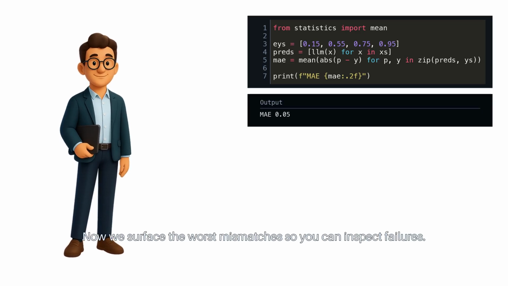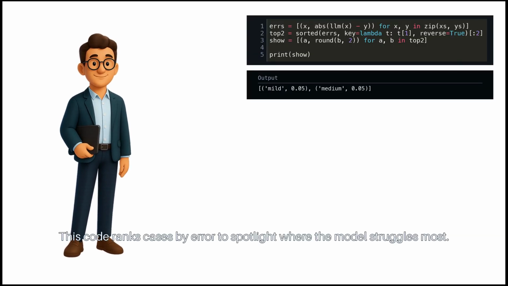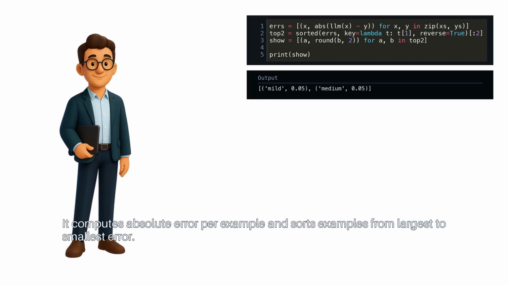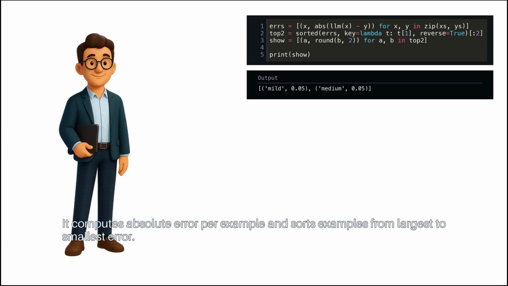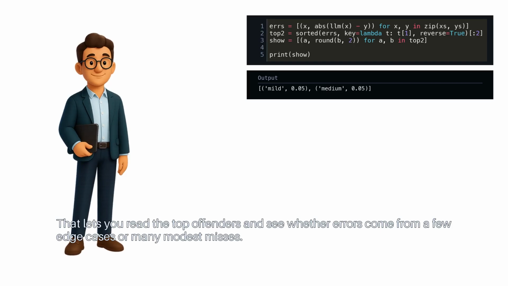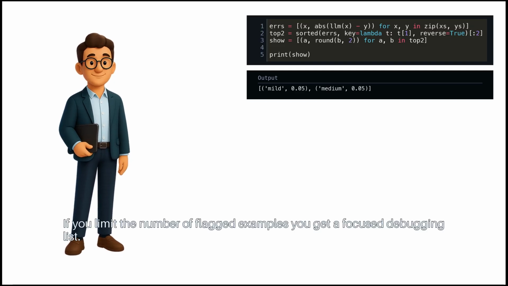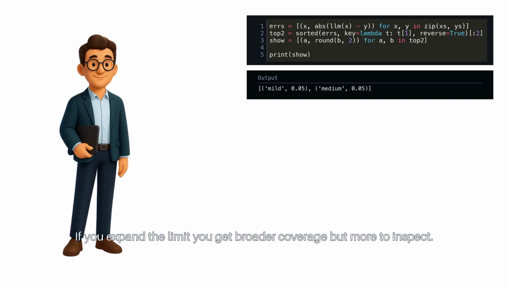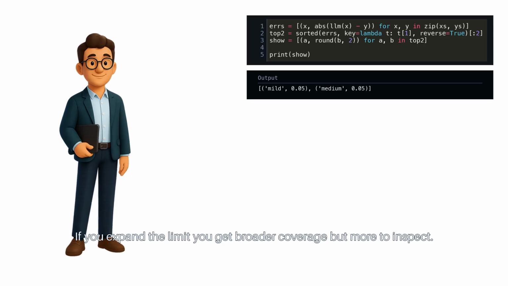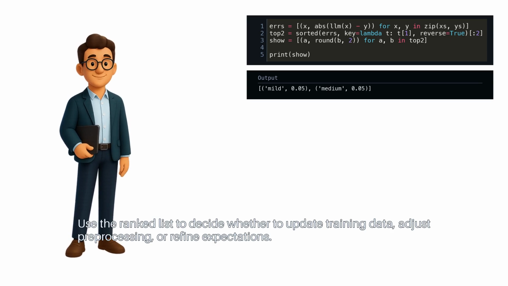Now we surface the worst mismatches so you can inspect failures. This code ranks cases by error to spotlight where the model struggles most. It computes absolute error per example and sorts examples from largest to smallest error. That lets you read the top offenders and see whether errors come from a few edge cases or many modest misses. If you limit the number of flagged examples, you'll get a focused debugging list. If you expand the limit, you get broader coverage but more to inspect. Use the ranked list to decide whether to update training data, adjust pre-processing, or refine expectations.